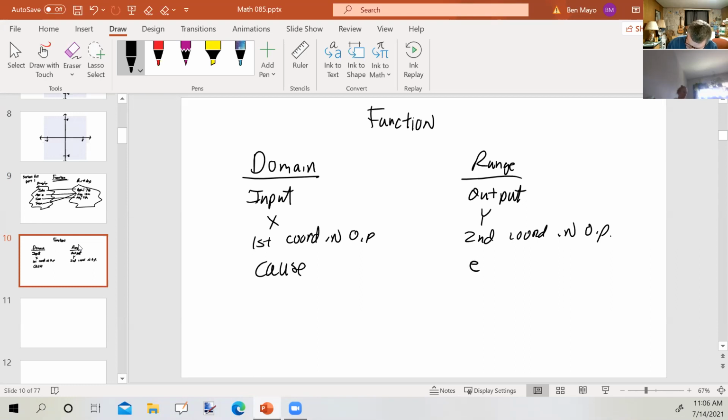How about this? Cause, effect. I always wonder, is it effect or affect? I think it's effect.